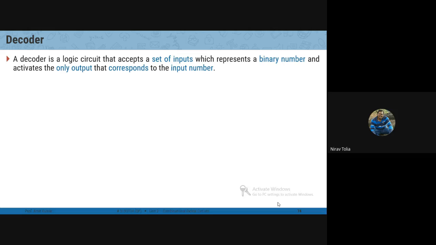Suppose my input is 001, and we have 8 outputs: 0, 1, 2, 3, 4, 5, 6, 7. What is the meaning of 001? If you convert 001 into octal, it is 1. So at a time, only one output will be activated. That is the main application of the decoder.